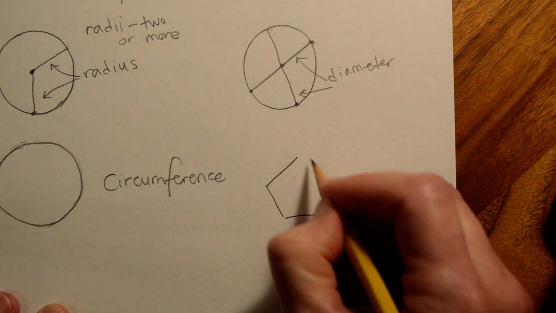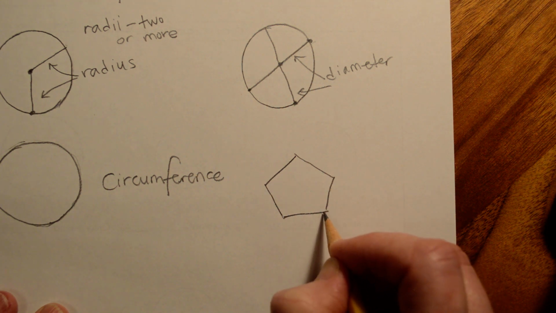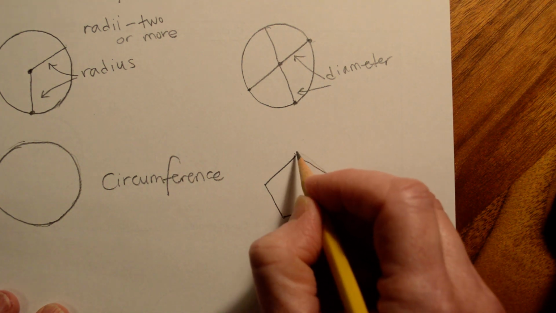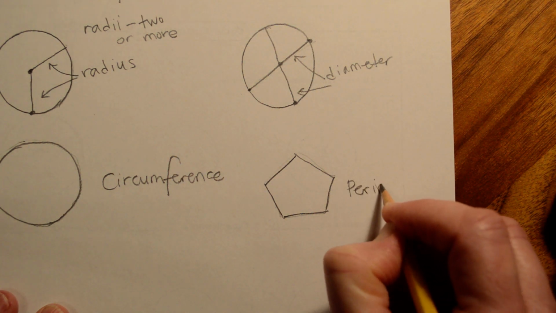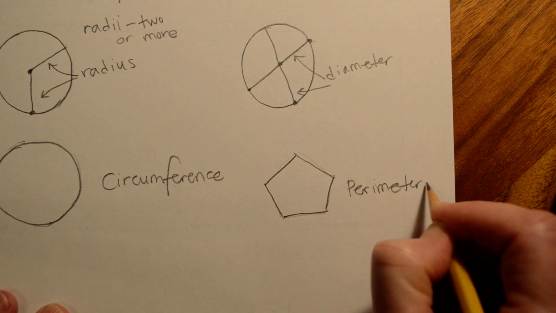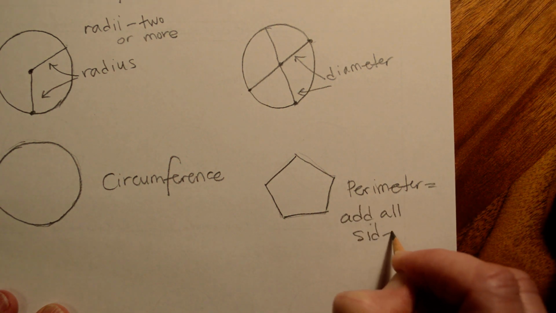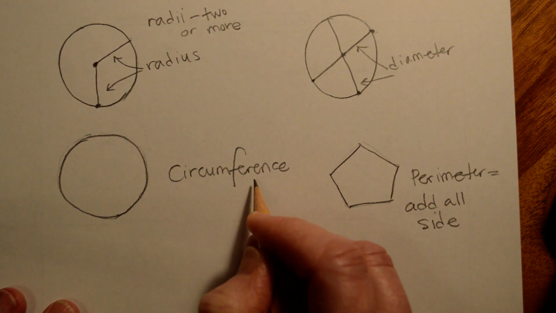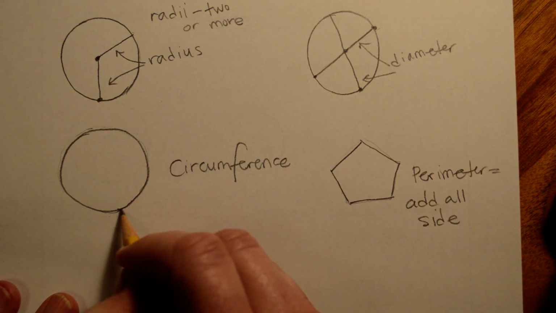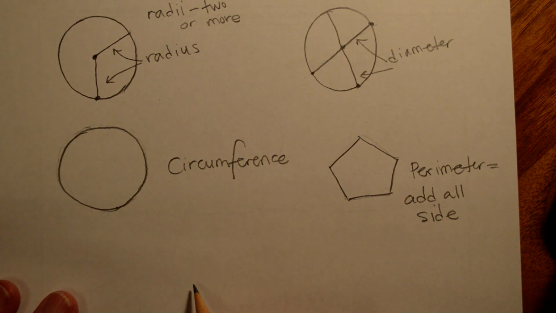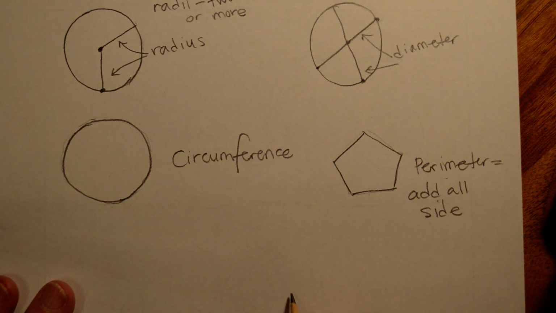Let's say we've got a pentagon here, really any polygon, and we want to find the perimeter. So the perimeter takes and adds up all the edges of the polygon. In memory work, we say add all sides. So the circumference is doing the same thing, except there's not sides plural like there is here. There's just one edge that goes around the outside of the circle. So circumference is to a circle what perimeter is to a polygon.